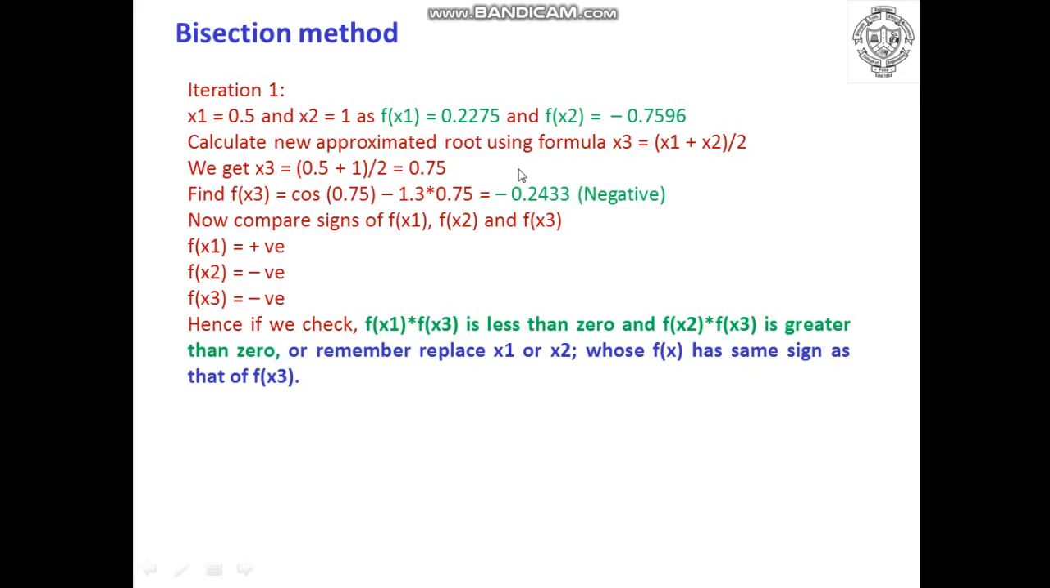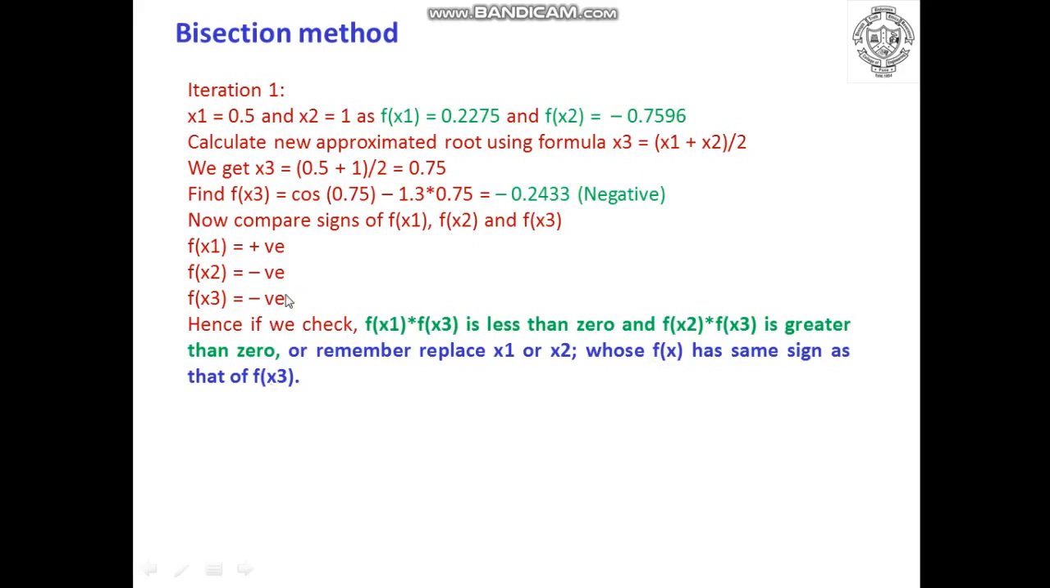So if we take the multiplication of these two, it will be a negative value, because this is positive and this is negative, which is less than 0, isn't it? And if we take the multiplication of f of x2 and f of x3, both are negative, so the multiplication will be positive. Or we can remember it in such a fashion that whose sign is the same as the sign of f of x3 will be replaced.